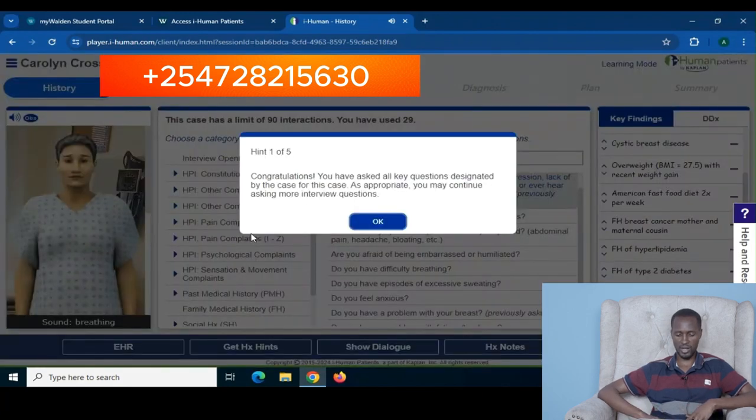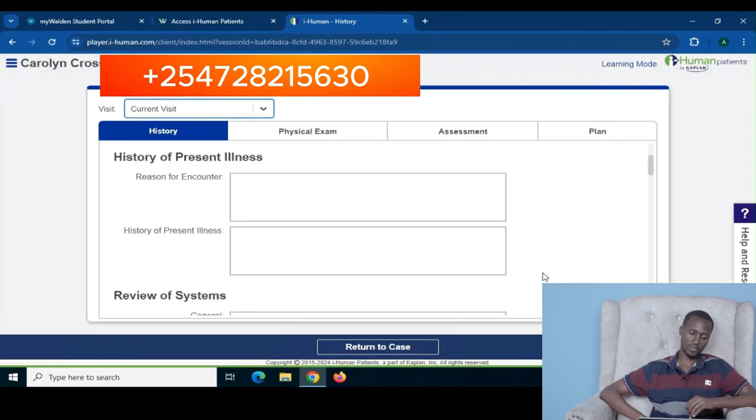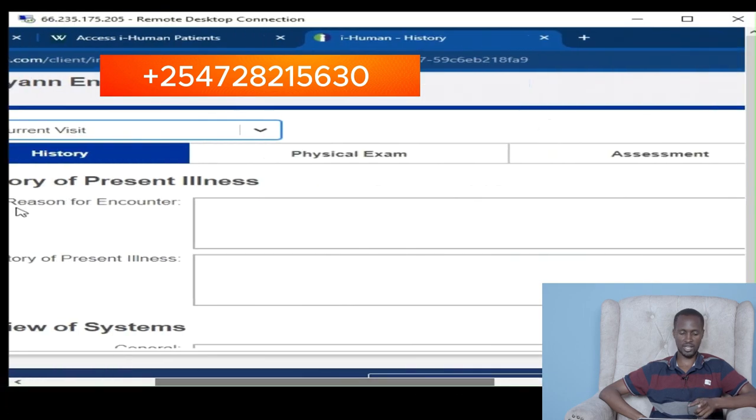Once you're done with the key findings, you move to the EHR, which is the electronic health record for this patient. Now this patient has visited the clinic, and there's a record for that under the EHR, but now this is a new visit, so you use the current visit option. Under the EHR, there are prompts that you're supposed to respond to, such as the reason for encounter. Now, if you pay attention to the questions that you ask during the history and the answers that the patient gave, you'll find that the responses to the EHR come from the patient's answers.